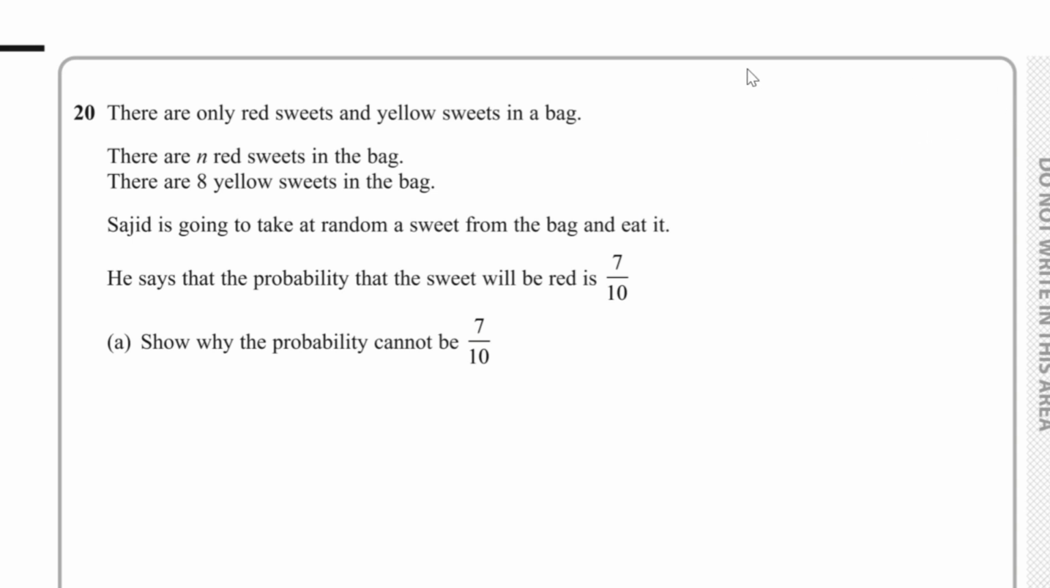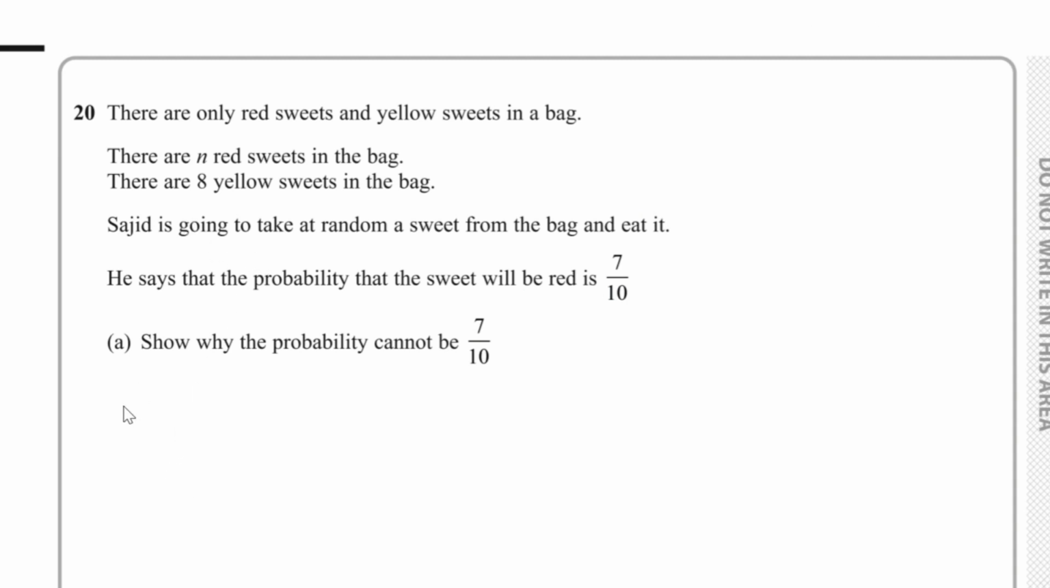Question number 20. There are only red sweets and yellow sweets in a bag. There are n red sweets in the bag. There are 8 yellow sweets in the bag. Sajid is going to take at random a sweet from the bag and eat it. He says the probability that the sweet will be red is 7/10. We have to show why the probability cannot be 7/10.